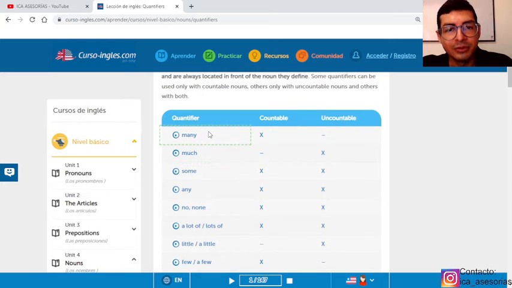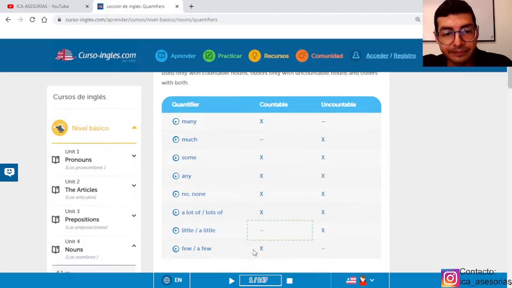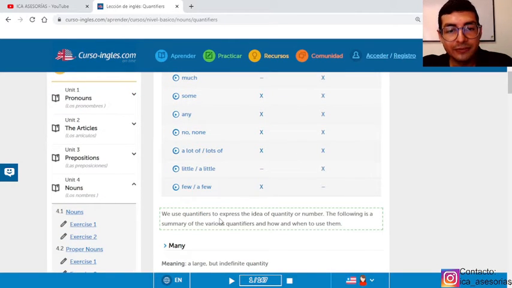Here we have a table and we can identify which can be used with countable and which can be used with uncountable nouns. So we have here many with countable, much with uncountable, some for both, any for both, no or none for both, a lot of for both, a little only for uncountable, a few for countable. We use quantifiers to express the idea of quantity or number. The following is a summary of the various quantifiers and how and when to use them.